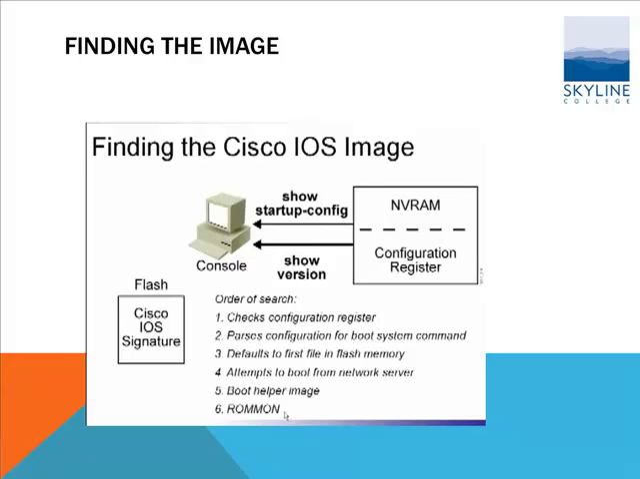What we're going to do: it checks the configuration register, parses the configuration for the boot system command, and defaults to the first file in flash memory. If you have a lot of memory and you have more than one IOS stored on the router, it's going to load the first binary file, the first IOS in the list. It attempts to boot from a network server, and defaults to the first file in flash. If it doesn't have that, it attempts the network server to boot a helper image. And if it doesn't find any of these things, it goes into ROMmon mode.